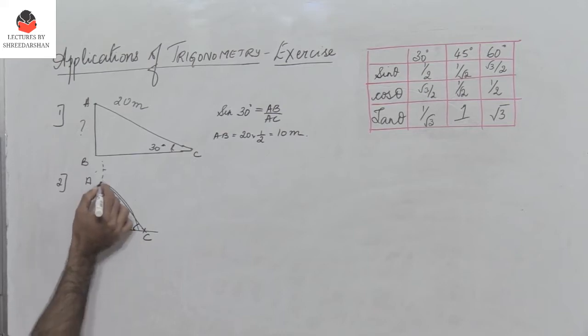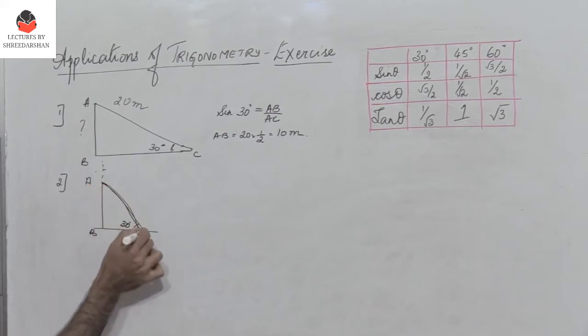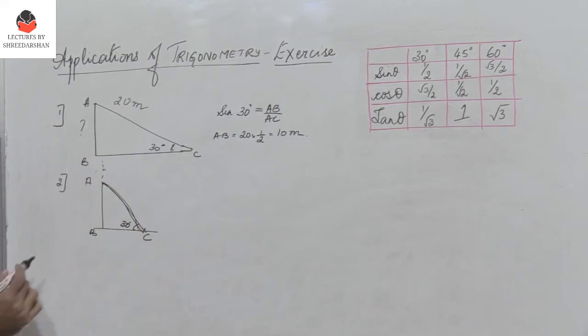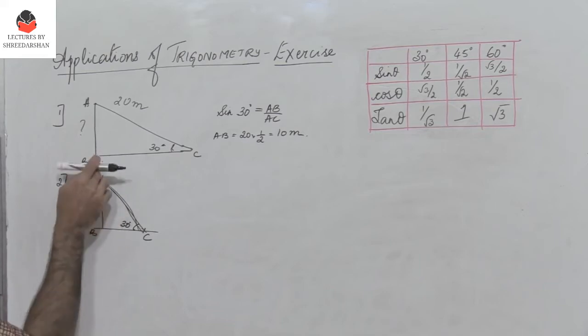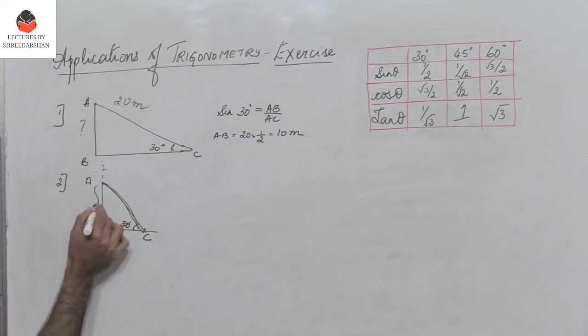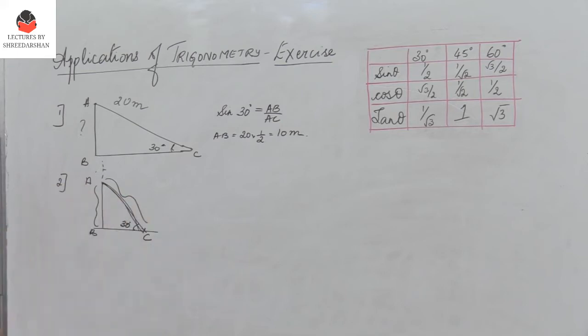So we assume that the broken tree here is almost a straight line. This is the tree which is broken, which has fallen to the ground. So this is a part of the tree and this is the broken part of the tree. So it makes an angle of 30 degrees. Now what has been given? The distance between the foot and the top of the tree touching the ground is 8 meters.